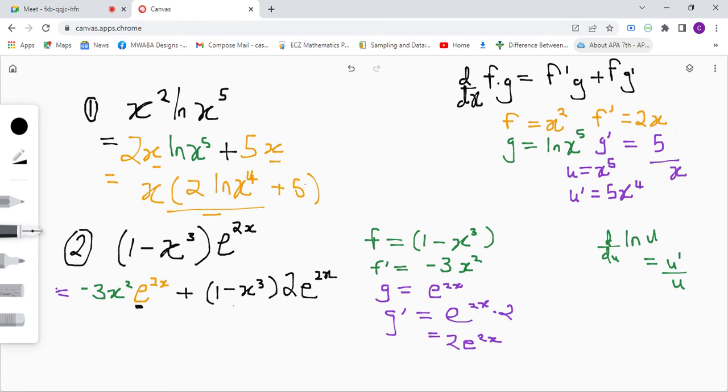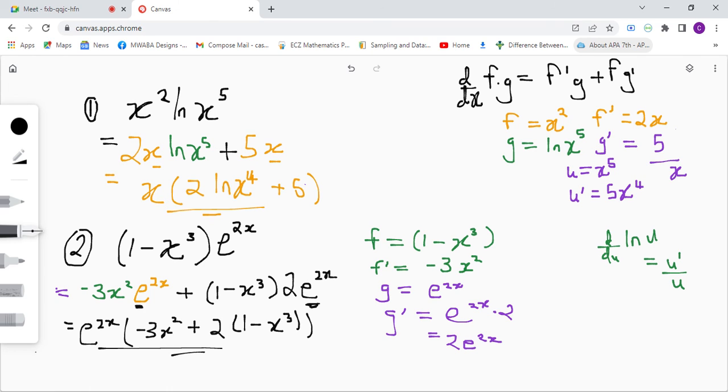If you want to factorize, e to the power 2x is a common factor, so you can also factorize. We get e to the power 2x times the bracket of negative 3x squared plus 2 times the bracket of 1 minus x cubed. If you distribute, e to the power 2x times negative 3x squared gives you this, and e to the power 2x times 2 times 1 minus x cubed gives you this.